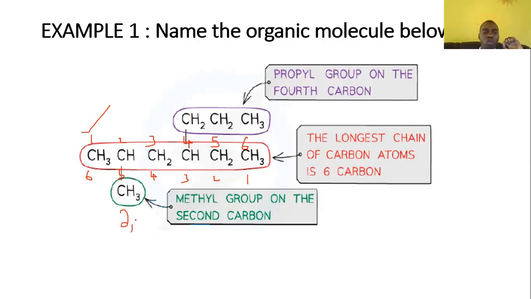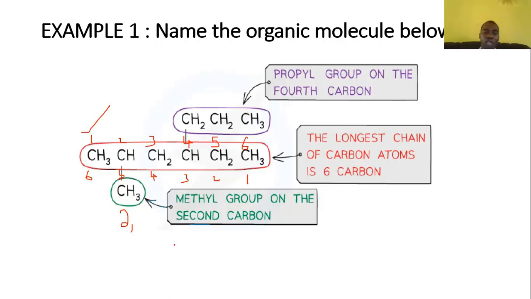So on 2, we have a methyl. You're going to write 2 methyl, then 4 ether, 4. This one, if you check it properly, is 1, 2, 3. So this is a propyl. From prop, you just add YL, it becomes propyl.